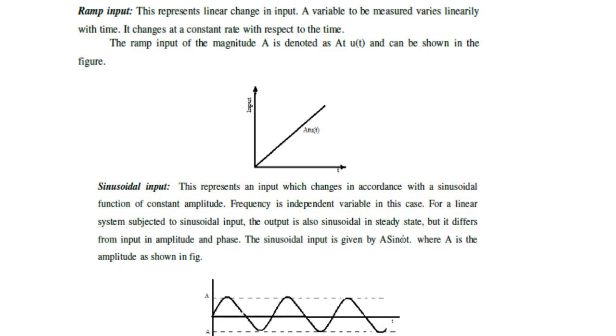Sometimes the dynamic characteristic can also be defined by a sinusoidal input, which changes in accordance with the sinusoidal function with constant amplitude. Now the frequency is the independent variable in this case. For a linear system subjected to a sinusoidal input, the output is also sinusoidal in the steady state but differs from the input in terms of amplitude and phase angle. Now the various dynamic characteristics of an instrument are speed of response, how fast it is actually measuring the response, fidelity, lag, and the dynamic error.